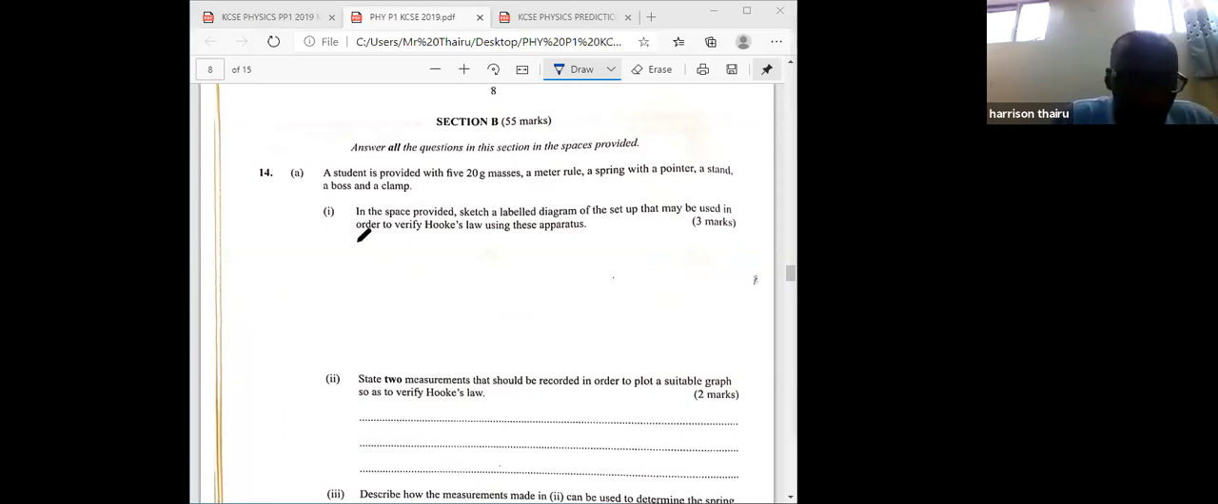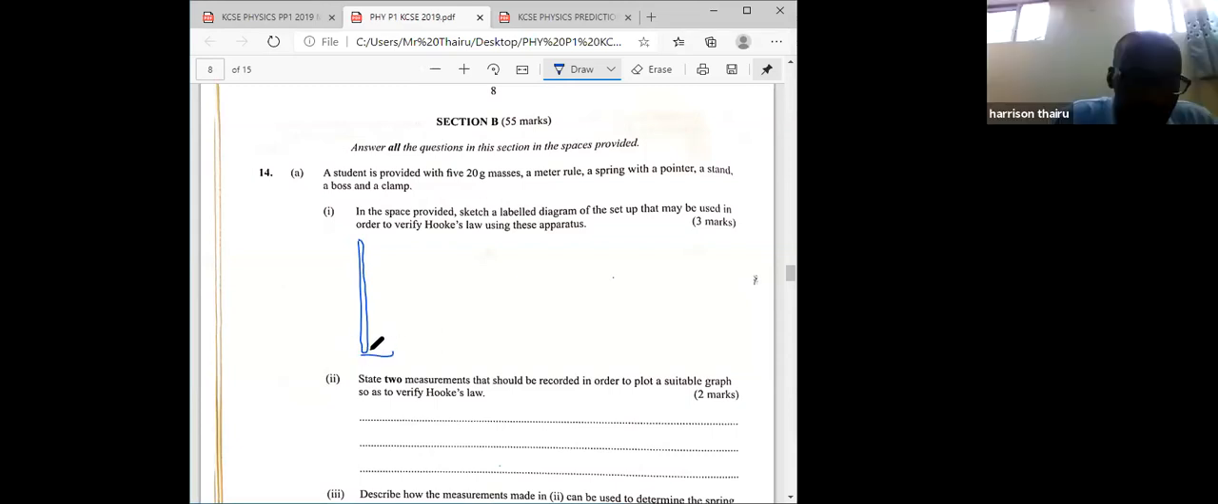So you have a stand. This is going to be our stand. Because you have been told to label, it is good for you to label. So here we have a stand.